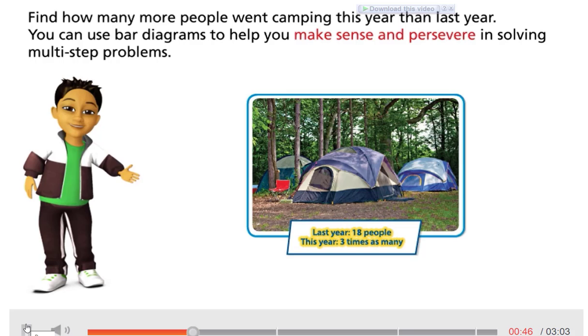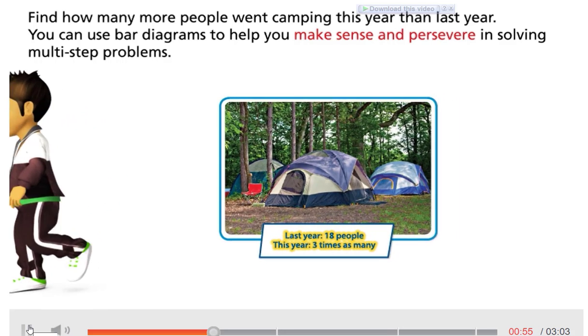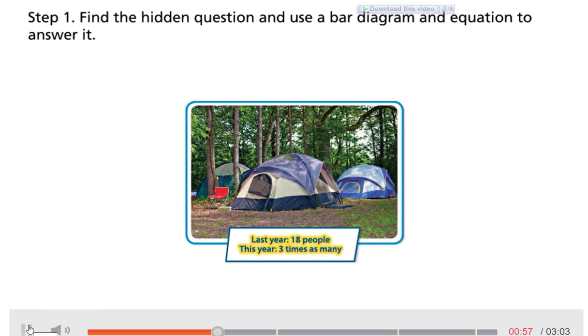There is more than one step to solve this problem. We call this, my heroes, the main question. My heroes, mute your mics. You can use bar diagrams to help you make sense and persevere in solving multi-step problems. Step 1. Find the hidden question and use a bar diagram and equation to answer it.